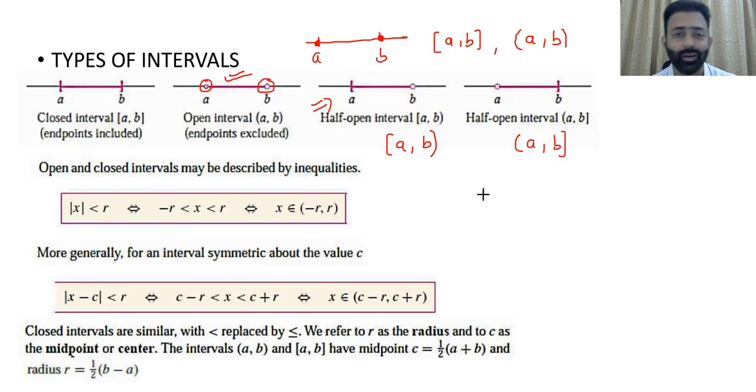And if you arrive at a and b where one of the points is infinite, always put a parenthesis wherever infinity is. If both the points are infinite, we use parenthesis only, because there is no exact value of infinity.